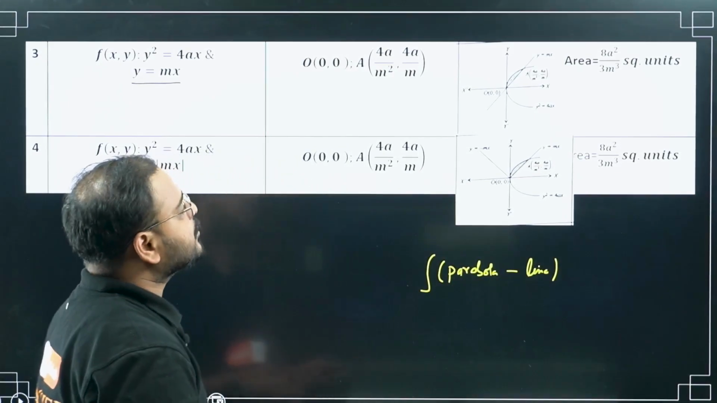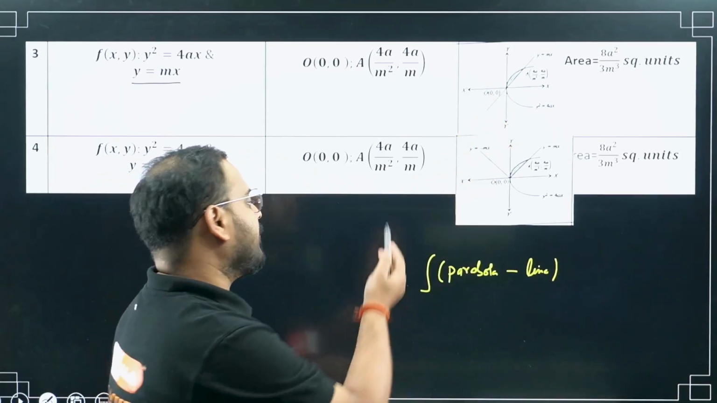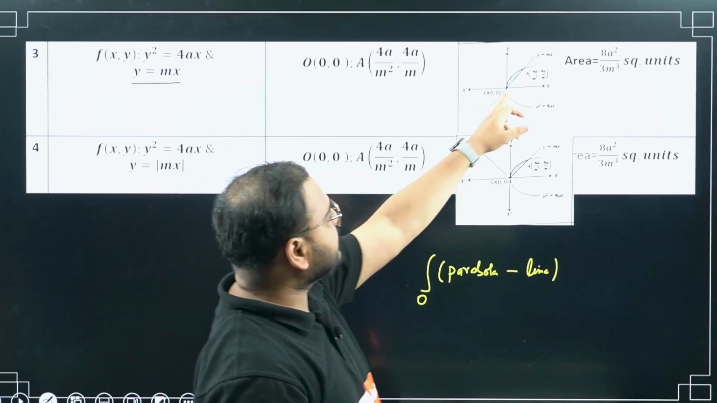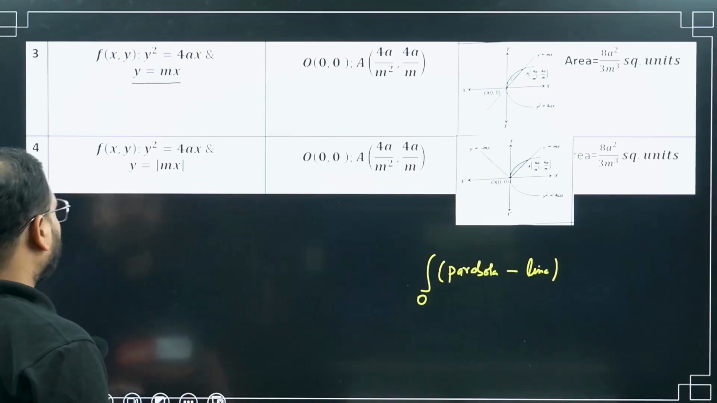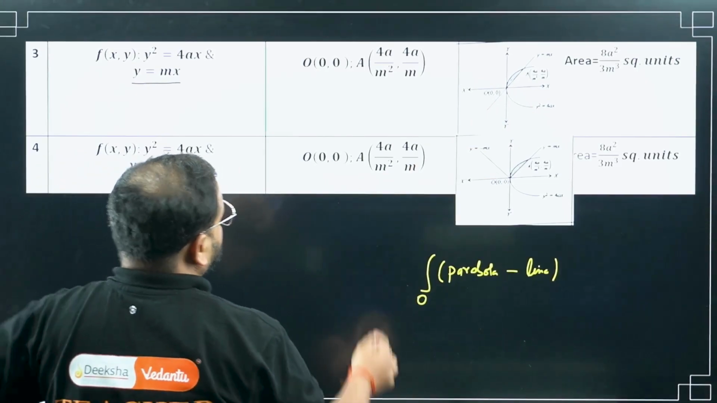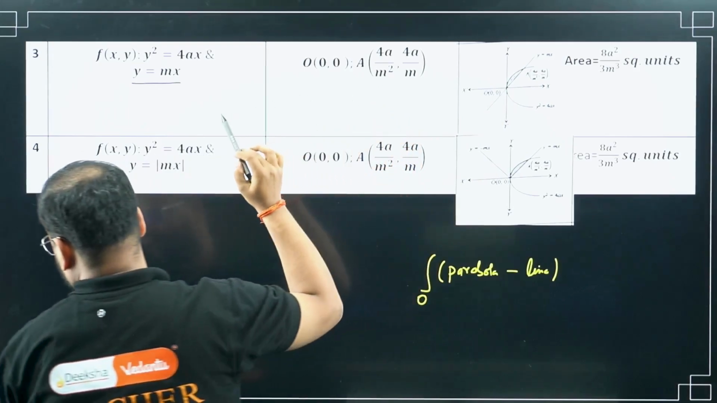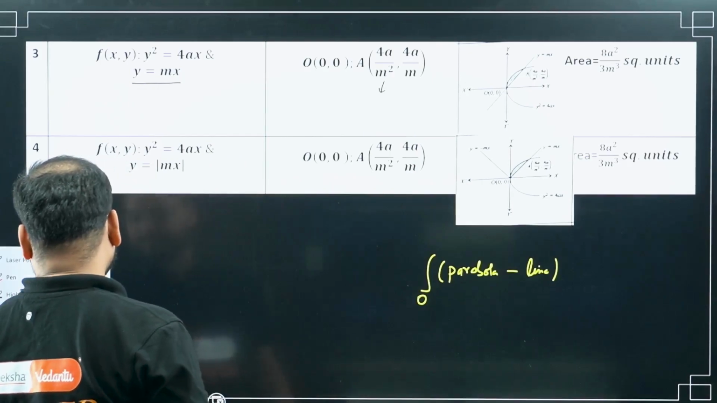Okay, the limits. What about limits, sir? One point is very simple, 0, 0. One of the boundaries is 0, no problem about that. What about the other point? How do you find this 4a by m square, sir? How do we find this coordinate, sir? 4a by m square. If it is not visible, that same point is written over here. Please check. 4a by m square. How do we find this value, sir?